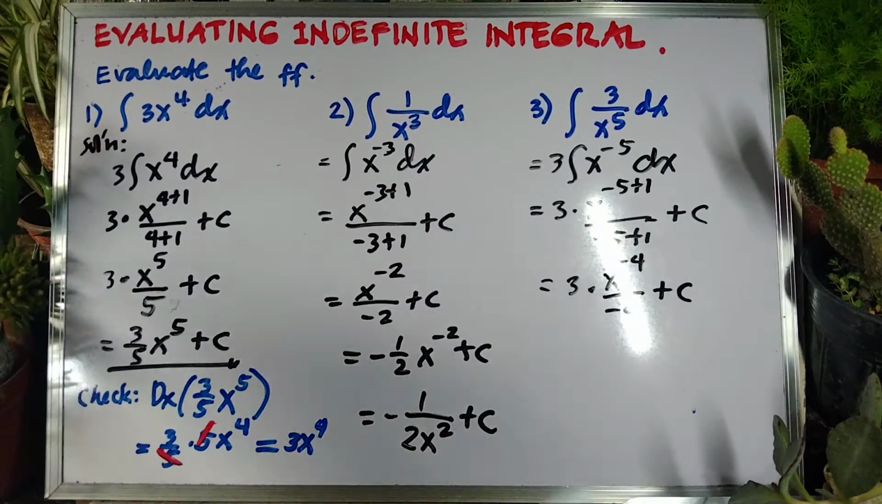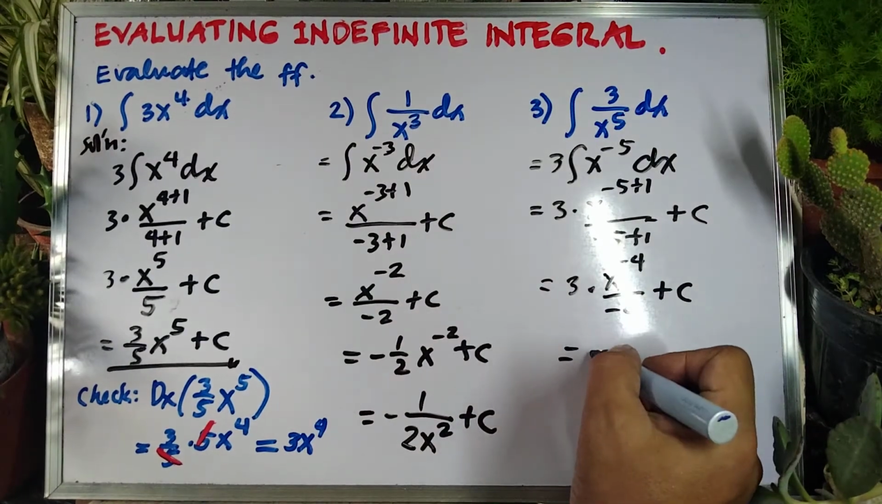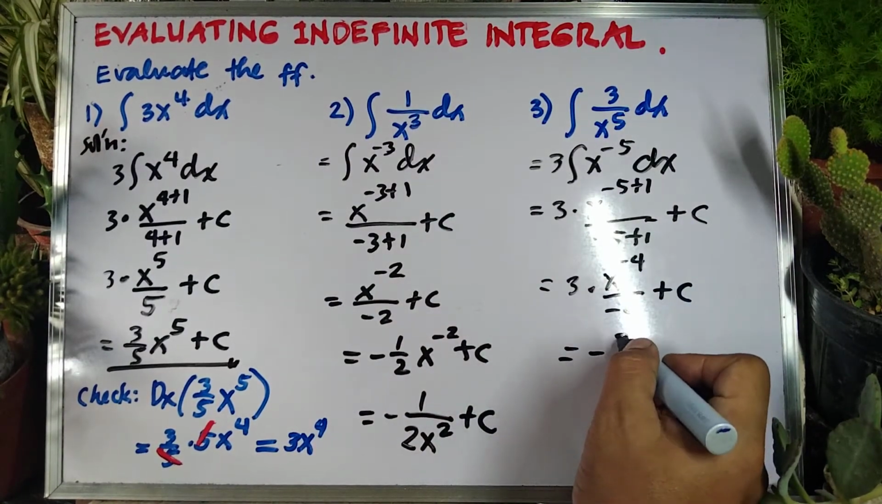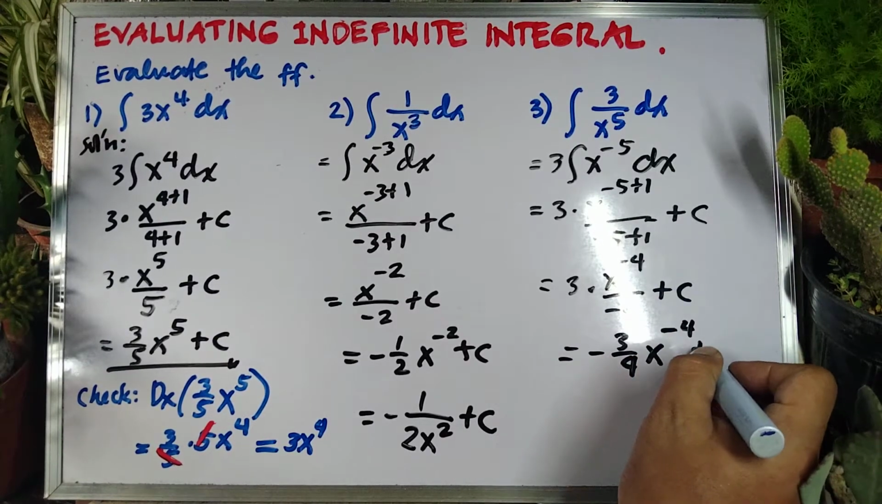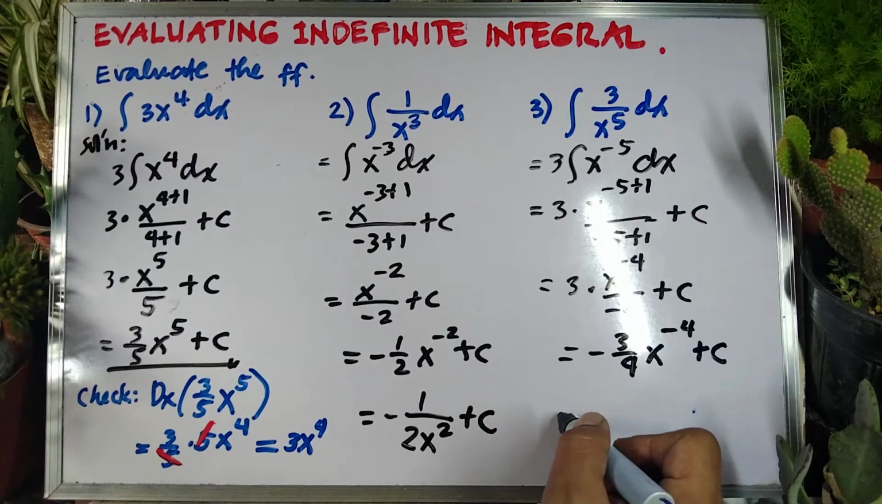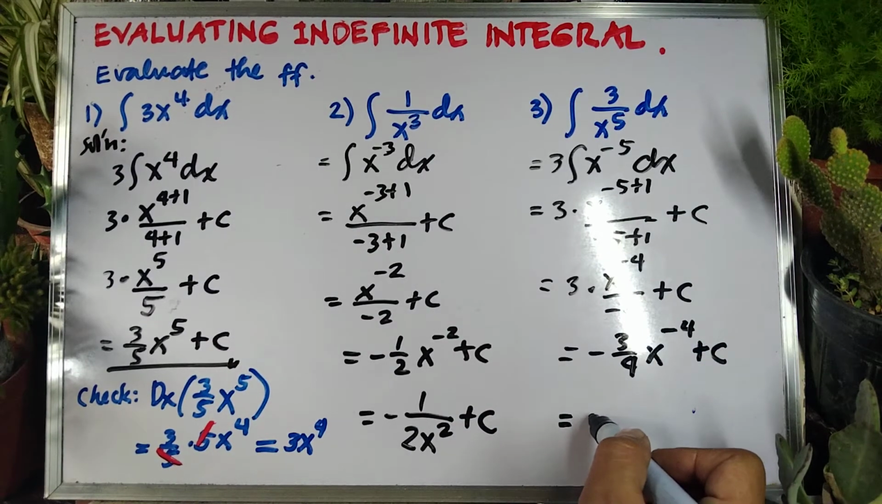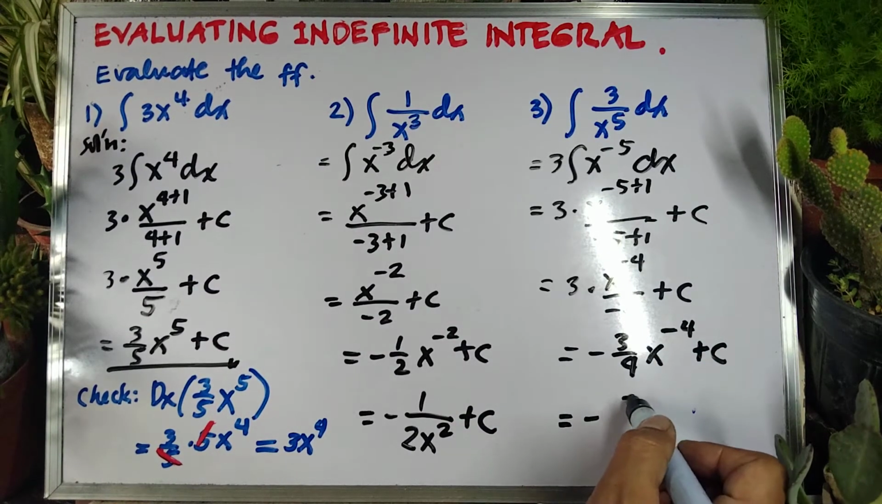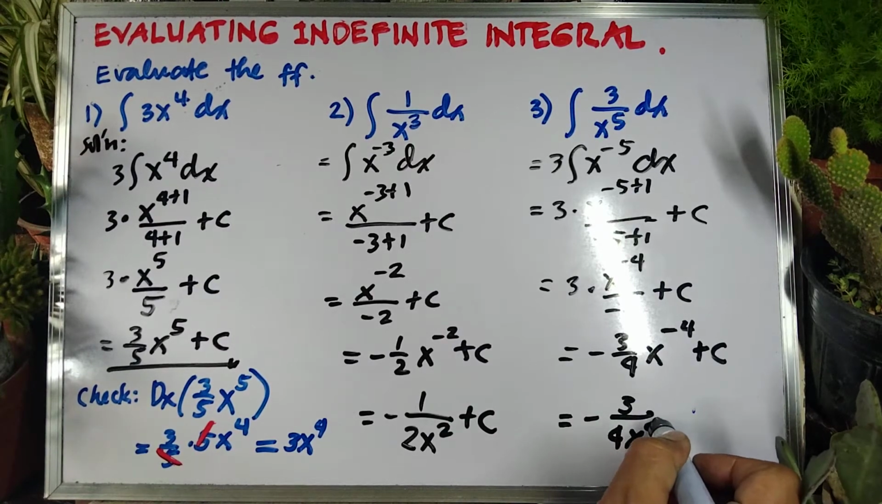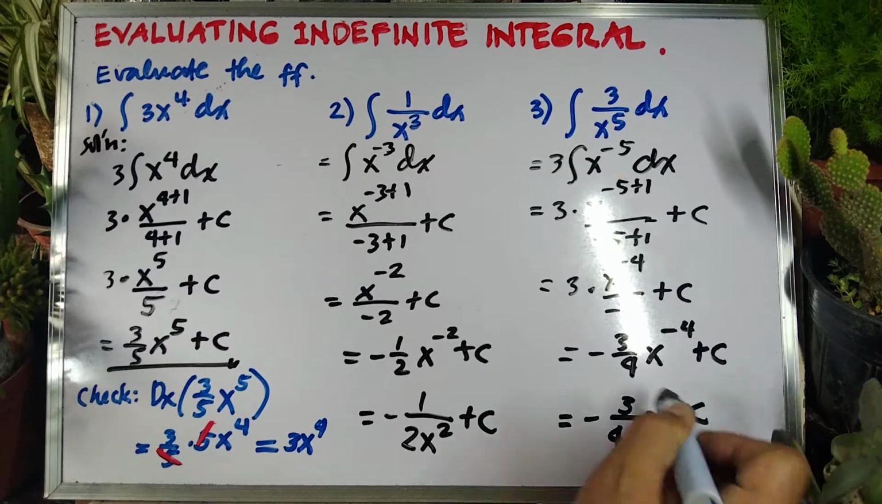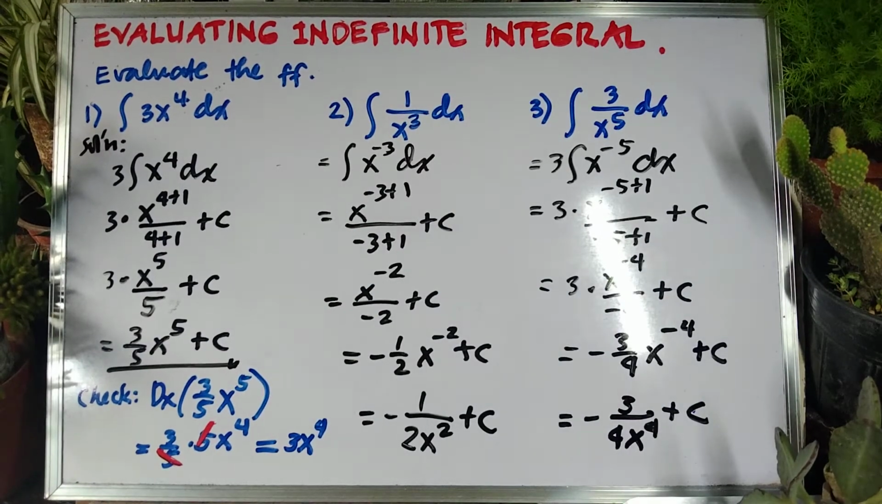Okay? So, finalize your answer. You have negative 3 over 4 x to the power of negative 4 plus c. Then simplify further. You have negative 3 over 4 x to the power of 4 plus c. Okay. That's the final answer of number 3.